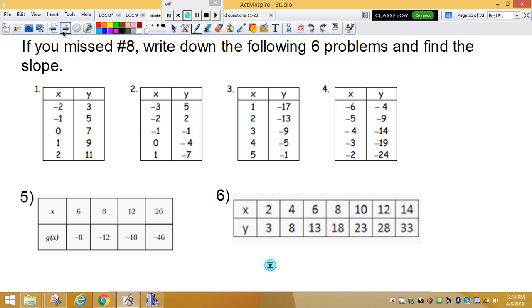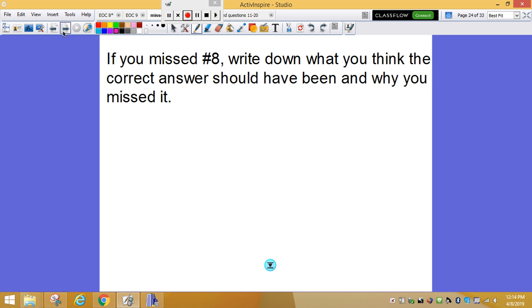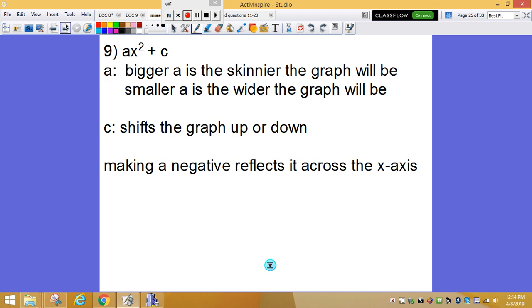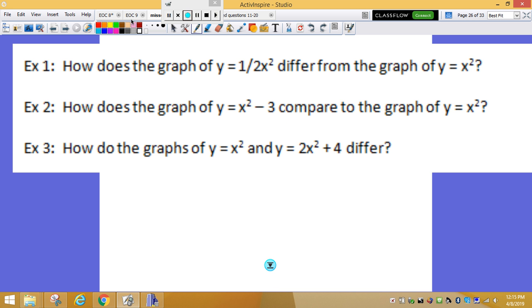If you missed number 8, write down the following 6 problems. Write down the tables and find the slopes. And also, if you missed number 8, write down what you think the correct answer should have been and why you missed it. If you missed number 9, you should be watching right here. Pause it, write all these notes down, and then we'll go through them. So A, the bigger A is, the skinnier it will be, and the smaller it is, the wider it'll be. C shifts it up or down, and making a negative reflects it across the x-axis. So let me see if I have notes. Yes, I do have notes, good. All right.